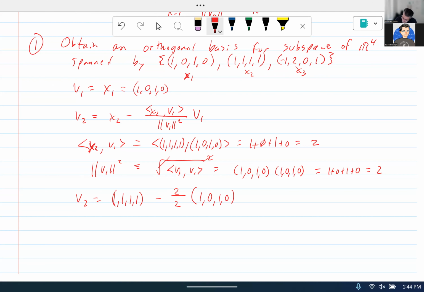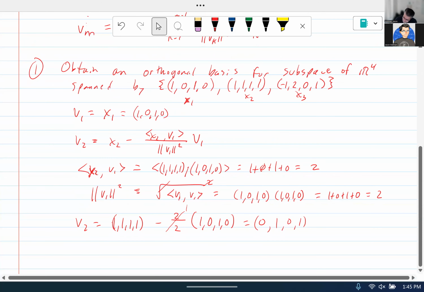Okay, and so this just goes to 1. If I subtract, I get 1 minus 1, which is 0. Okay, and then 1 minus 0, which is 1. And then 1 minus 1, which is 0, and 1 minus 0, which is 1. And so that's V2. Okay, so I was able to get V1. Let me highlight this. I was able to get V1 as that guy, and now we're able to get V2 as that guy.